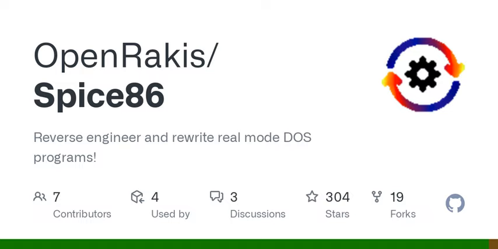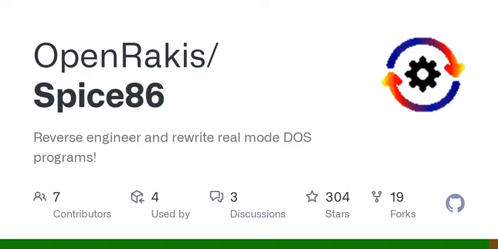So, what exactly is Spice86? Well, it originated as a Java project and has been reimagined for .NET 8, allowing it to run on multiple platforms, including Windows, Mac OS, and Linux. But what truly excites me is how it's built for reverse engineering. Think of it as a Swiss Army knife for digital archaeology.